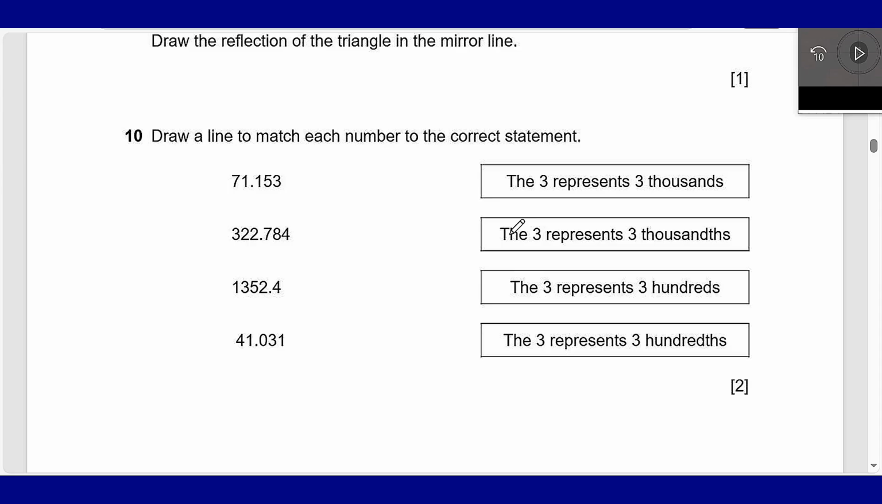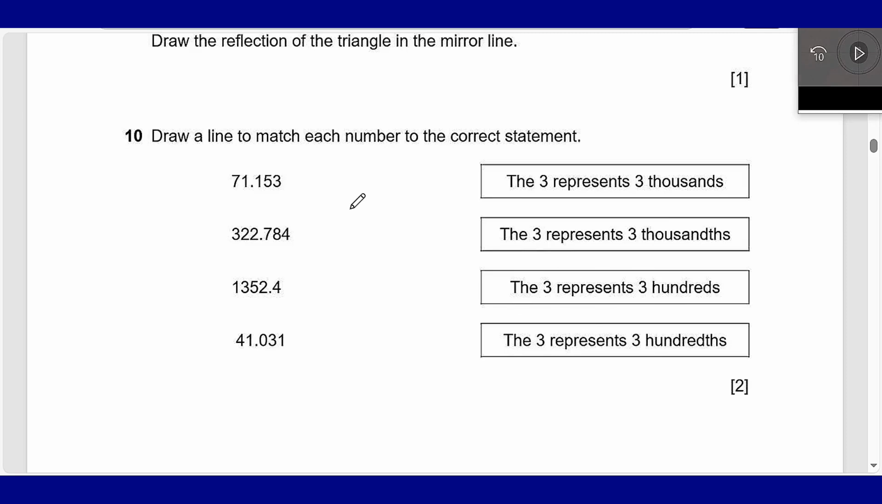Alright, okay guys, number 10. Draw a line to match each number to the correct statement. 71.153, 322.784, 1352.4, 41.031. So time is given. You may pause this video if you need some more time.